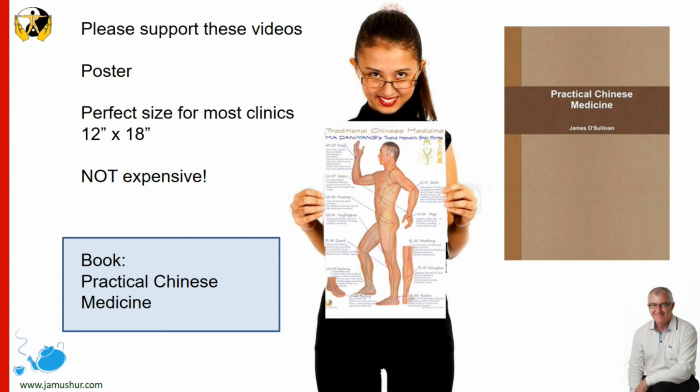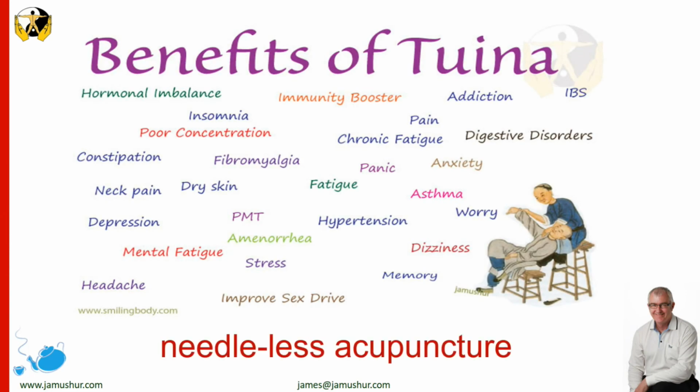The benefits of Tuina are many. In fact, it is used as a general therapy in Chinese hospitals where it is known as needle-less acupuncture. These are some of the benefits of Tuina. It's a great immunity booster. It's great for addiction, for IBS. It's a tremendously powerful therapy for insomnia, chronic fatigue benefits, fibromyalgia, neck pain, PMT, hypertension, worry, mental fatigue, stress. It also improves sex drive, to name a few.